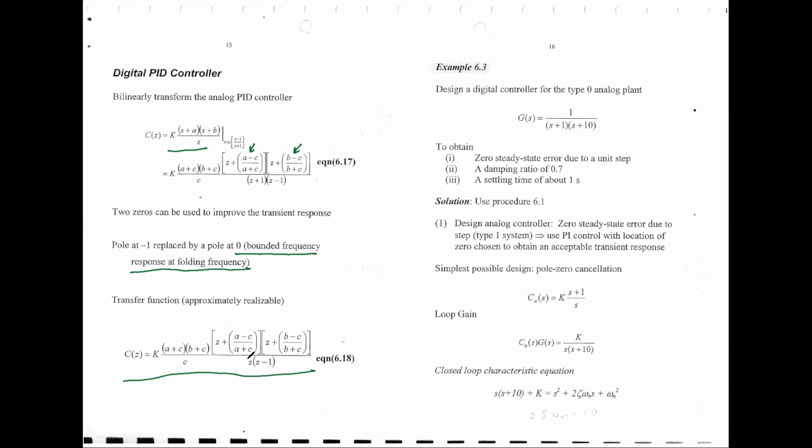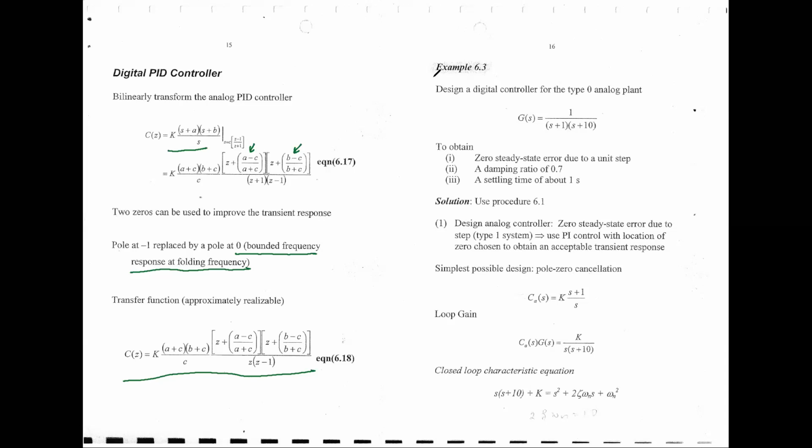So in the denominator we have Z times (Z minus 1). Instead of Z plus 1, we just put Z to eliminate the pole at minus 1. And now let's look at an example.